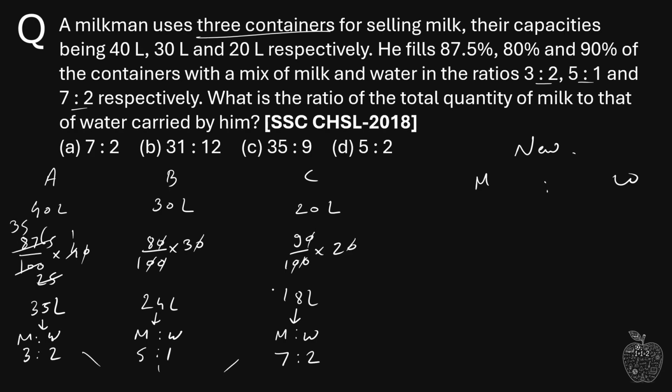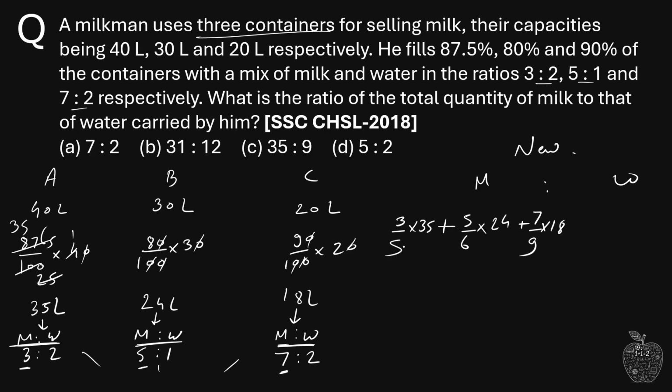So first of all what we'll do here is find out how much milk is there in this new container. So here in A 3 parts of milk is there out of total 5 parts of this 35, plus 5 parts is milk out of total 6 parts of this 24, plus 7 parts of milk is there out of total 9 parts of this 18.